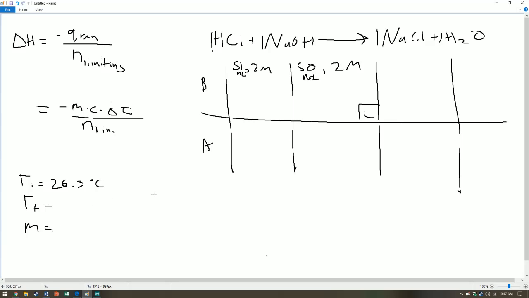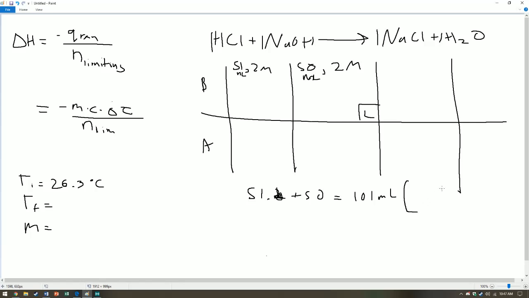M equals just the mass of those two solutions together, and you can assume that the density is 1 gram per milliliter. So we know that the total volume of the solution, since we have to add the volumes of the two solutions and then use the density to convert. The reason we add the two solutions there is because it's the mass of both of them that is absorbing the heat. It's not just one or the other. So, 51 plus 50, that's what's absorbing all the heat that is released by the reaction, which is 101 mils.